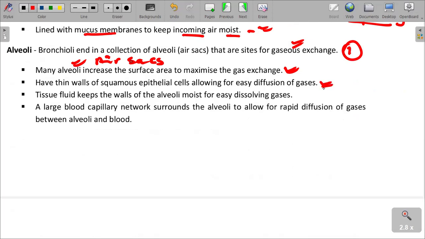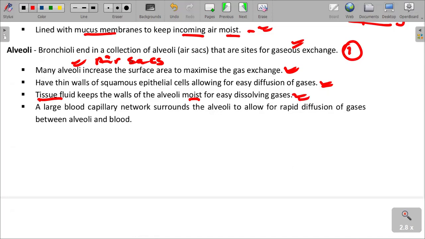The easy diffusion of gas we are talking about is the movement of oxygen and carbon dioxide according to their various concentration gradients. This is basically regarding the balancing of carbon dioxide and oxygen. The tissue fluid keeps the walls of the alveoli moist. We have the tissue fluid, which helps to keep the walls of the alveoli moist, again for ease of dissolving gases.